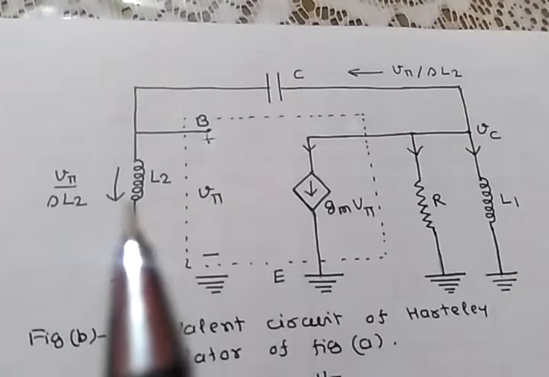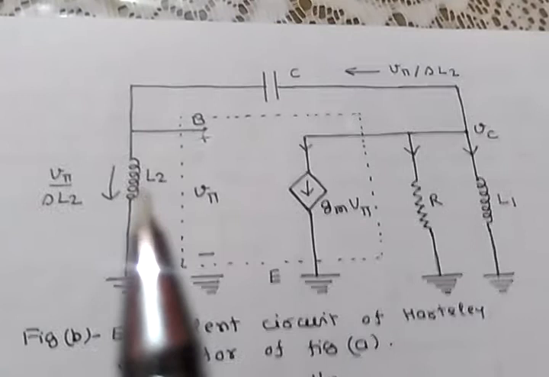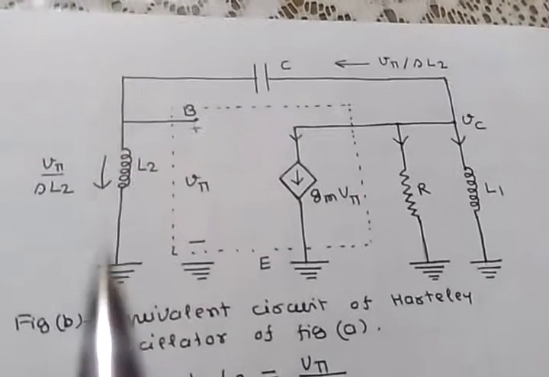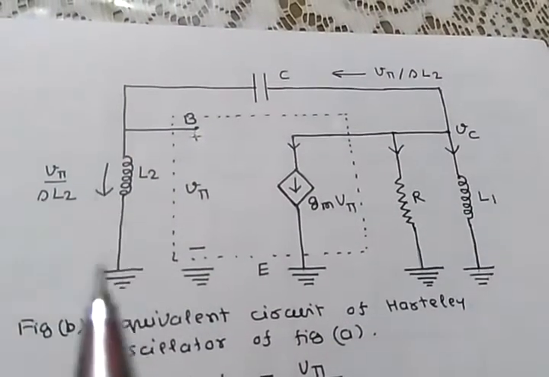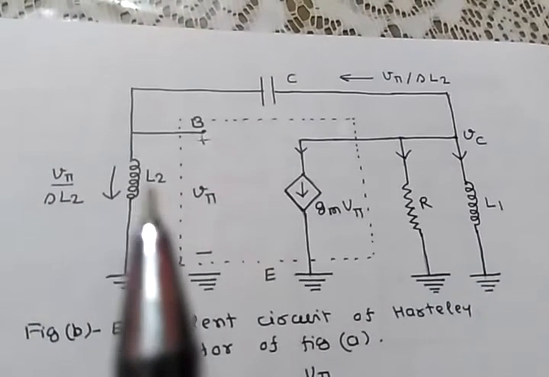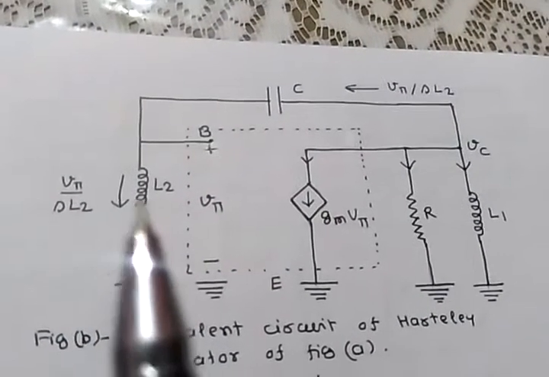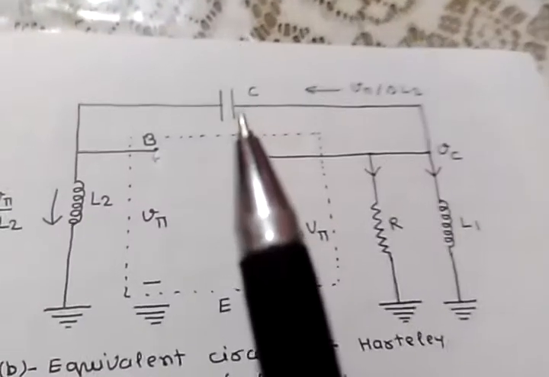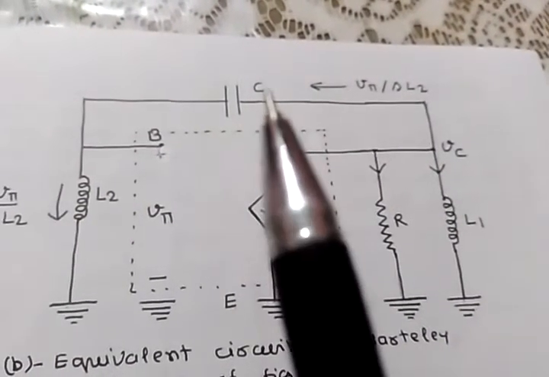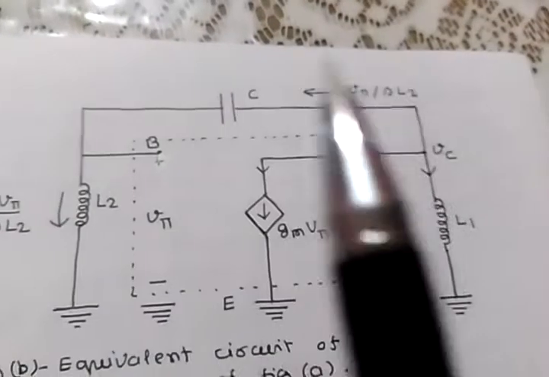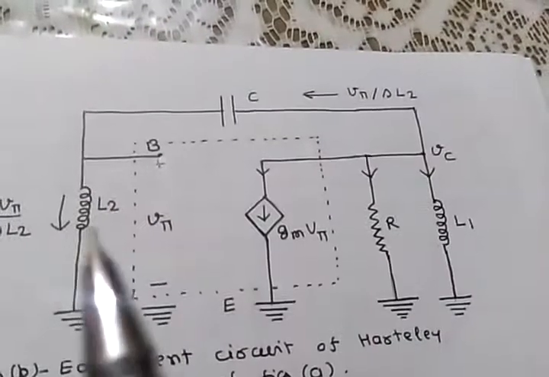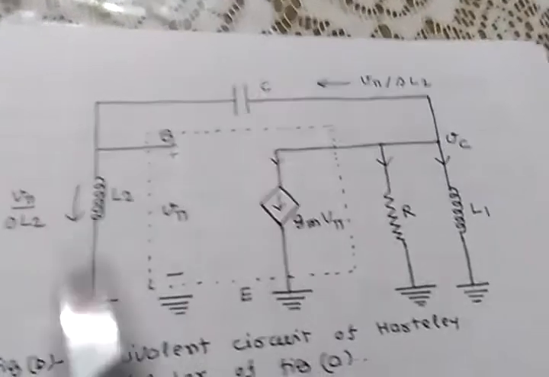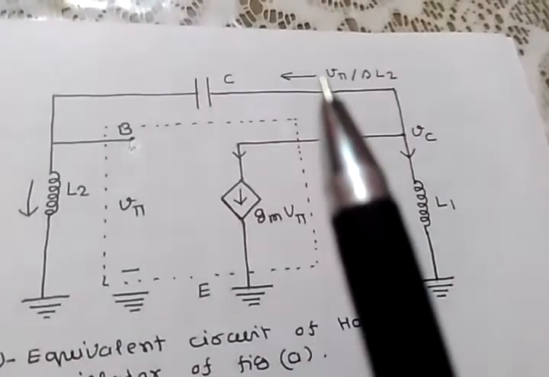So in this case, the impedance will be SL2. So the current through this inductor will be the voltage across this inductor divided by the impedance of this inductor, meaning V pi upon SL2. So this is the current through this inductor. The same current will flow through this capacitor, because this capacitor and inductor L2 are both in the same branch of the circuit. So V pi upon SL2 will also be the current through this capacitor.